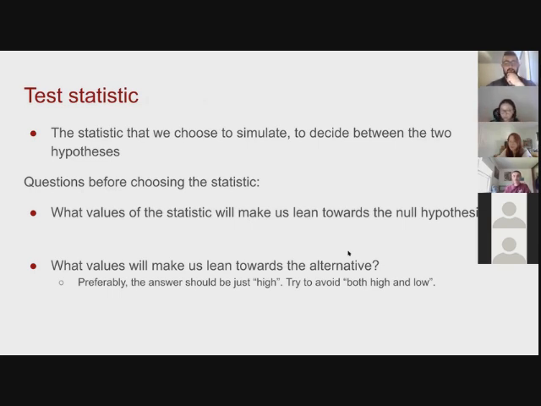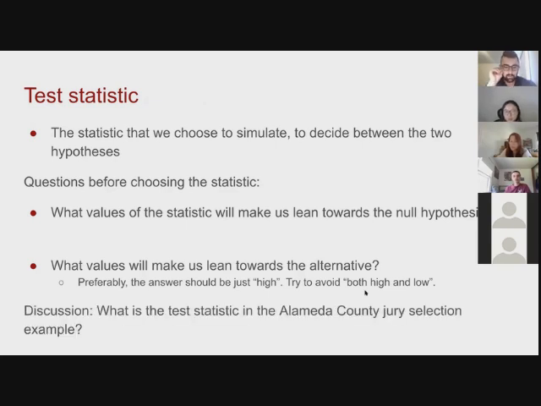So what we're trying to show here is that we want to design a statistic that helps us understand what values of it will make us lean more towards the null, and what other values will make us lean more towards the alternative, okay? And then we better have a pretty easy breakdown of those two. That's why we're saying over here the answer should be just high. Try to avoid both high and low, because then that will make things a little more complicated. Okay, so with all of this in mind, let me put you in a breakout room really quick.